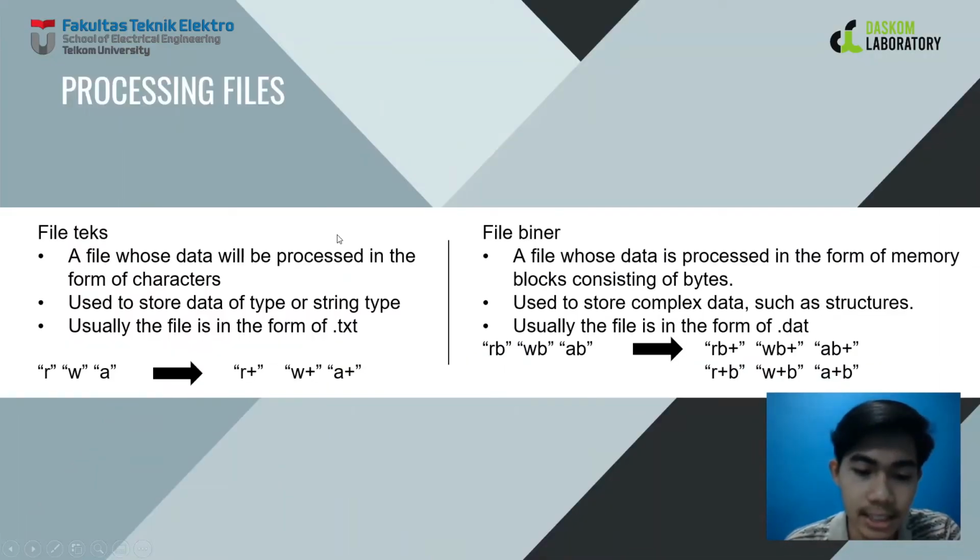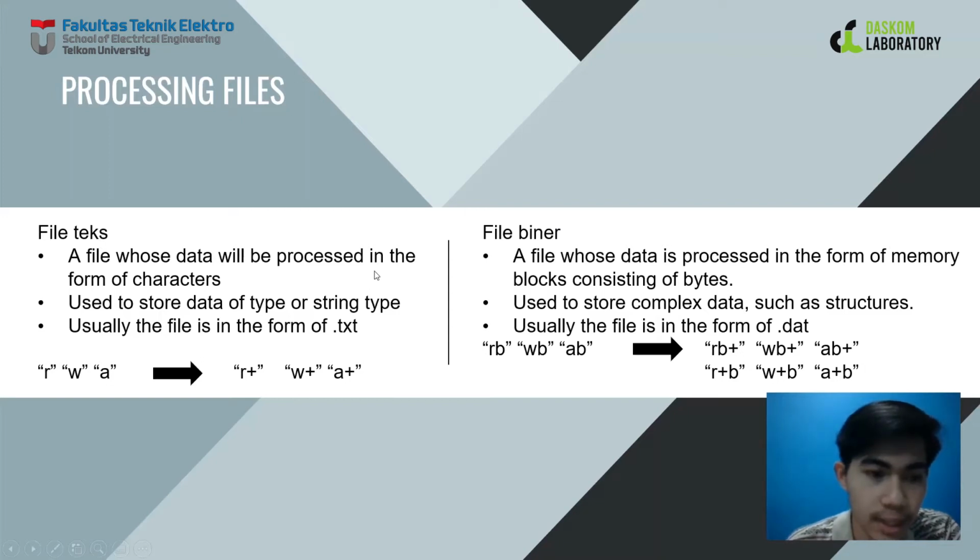The next stage is processing files. When a file is opened, the file can be treated as a binary file or a text file. A text file is usually used to store data of character type or string type. Meanwhile, binary files are usually used to store complex data such as structures.